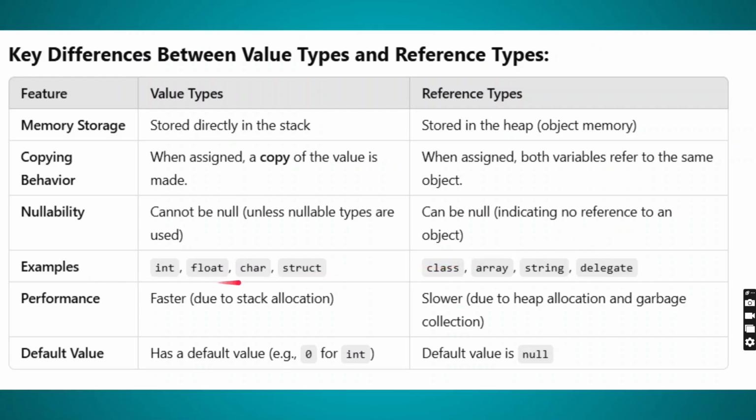Examples: value types, int, float, char, struct. Reference types: class, array, string, delegate. Performance: value types are faster due to stack allocation, reference types are slower due to heap allocation and garbage collection. Default value: value types have a default value, for example 0 for int. For reference types, the default value is null.